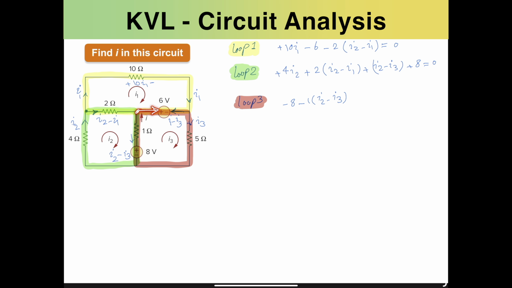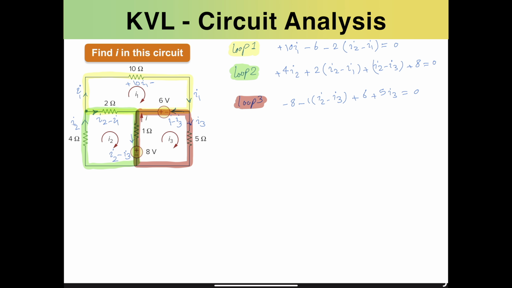Now we're here. We need to move clockwise. We hit the positive terminal of the 6 volts, so we would consider plus 6. And we need to come down through this resistor. So 5 ohms times I3, it would be plus 5I3 equals 0, since we end up at this reference point. So now we have 3 different equations, as you can see here, with 3 unknowns. So I1, I2, and I3 are the unknowns of this set of equations.